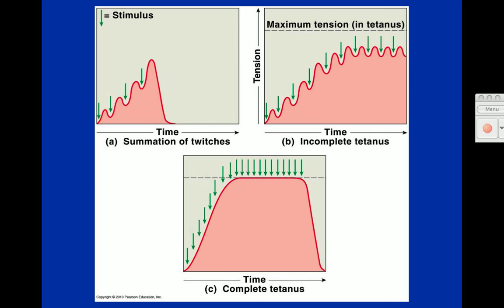And you can actually see that here. Letter A represents the summation of twitches that I talked about, whereas in B, you can see we get that up and down cycling for incomplete tetanus, and it doesn't quite reach that maximum level. Each of those arrows represents a new stimulus coming in. Whereas with complete tetanus, you can see how we have a nice smooth growth of the tension of the contraction going up to maximum, sustaining maximum, and then completely dropping off.